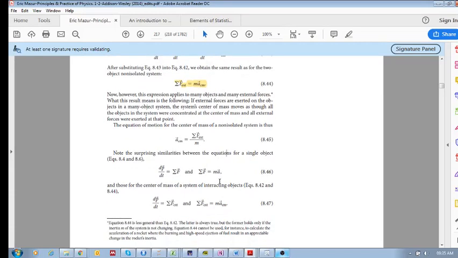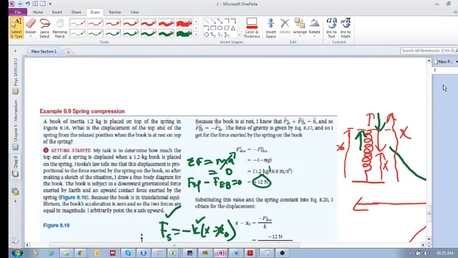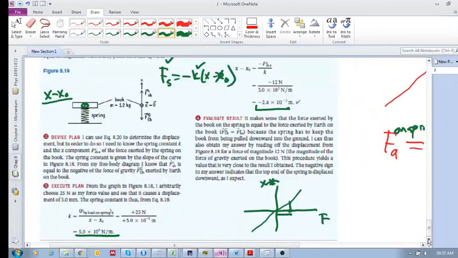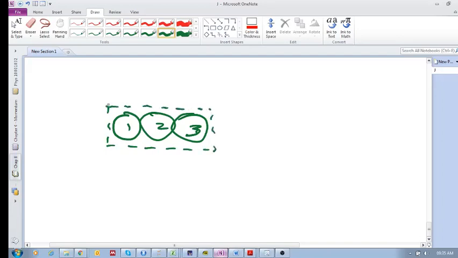So let's see, I haven't really prepared on this, but let's see if I can. So if we've got, say, a few objects interacting here, object 1, 2, and 3. And that is our system. And we have an external force there, external.